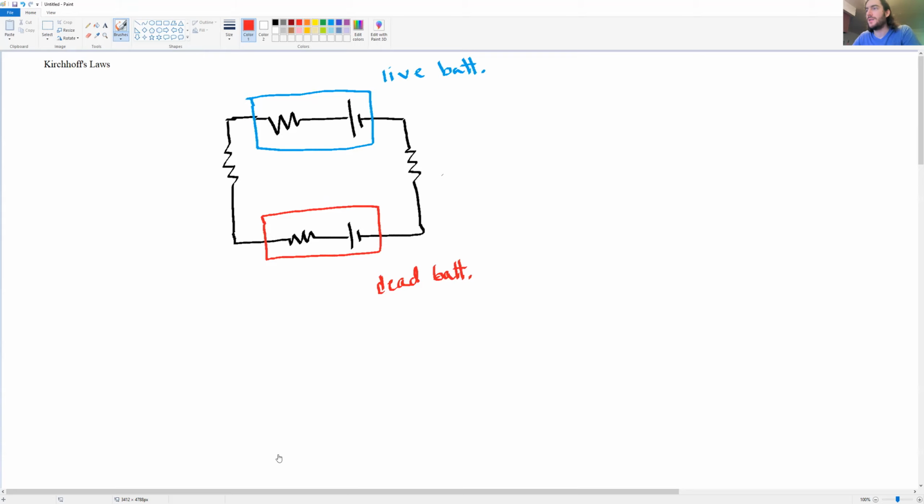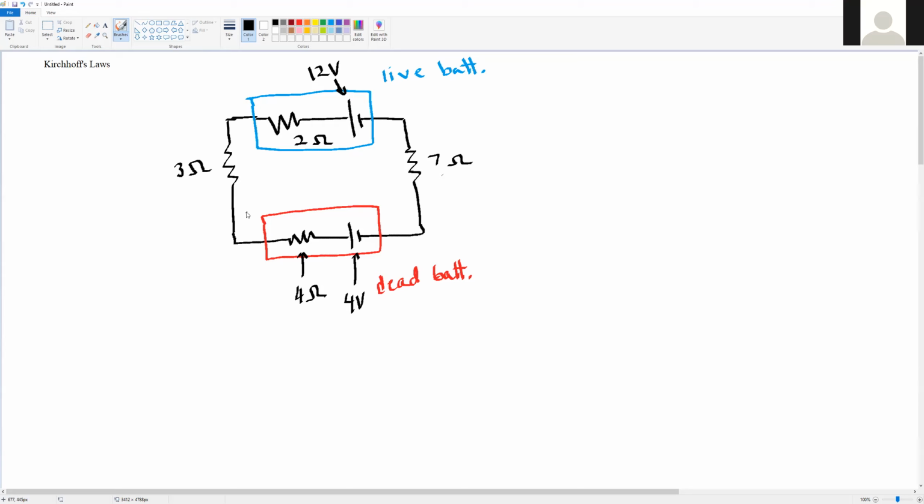And we have some values here given for the EMFs of the two sources, the two batteries, and the resistance values for the resistors here. So we have a 3 ohm resistor, a 7 ohm resistor, and then the internal resistances of these two batteries. Notice that the live battery has an internal resistance of 2 ohms, whereas the dead battery has an internal resistance of 4 ohms. The live battery has an EMF of 12 volts, and the dead battery here has an EMF of 4 volts.